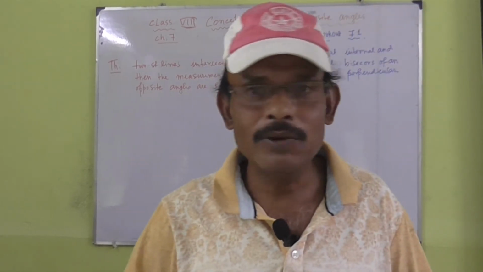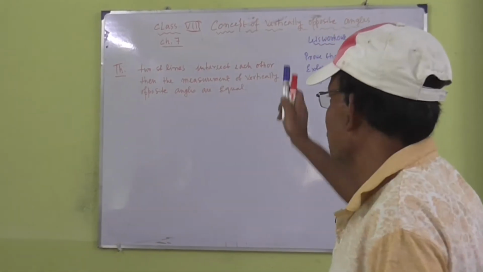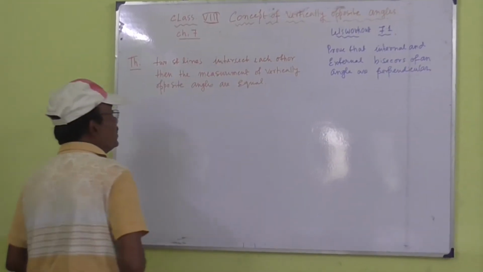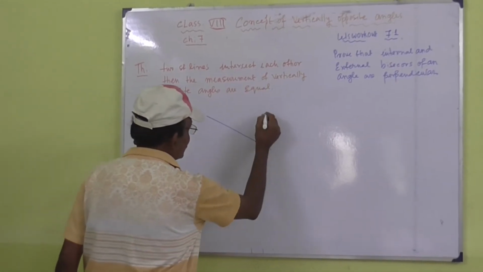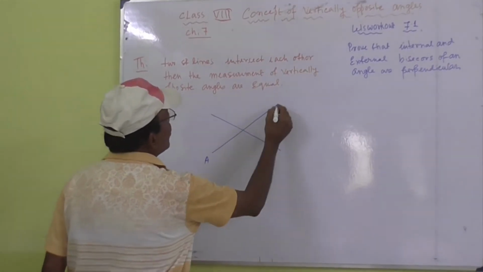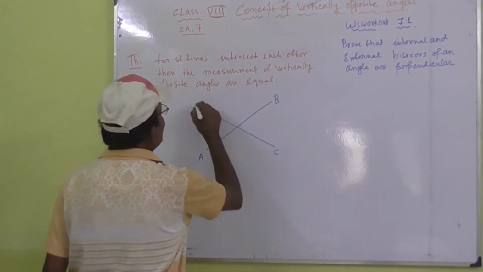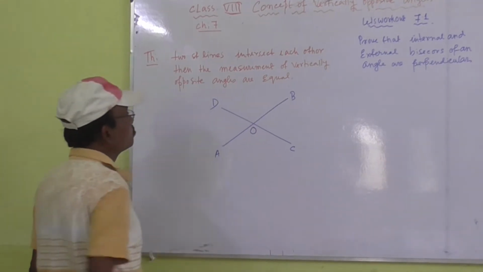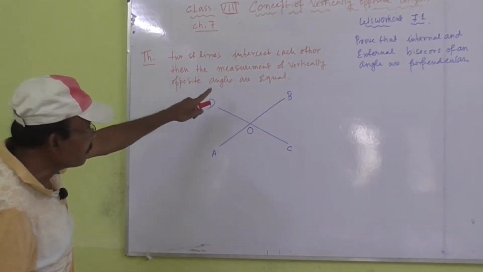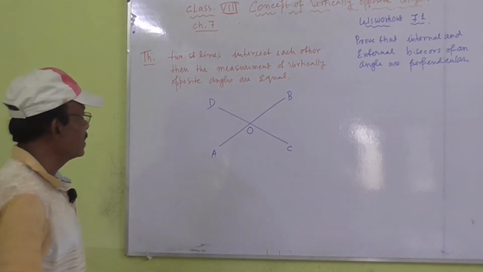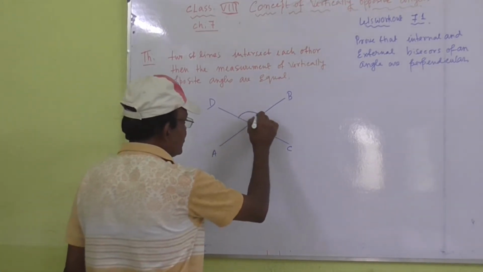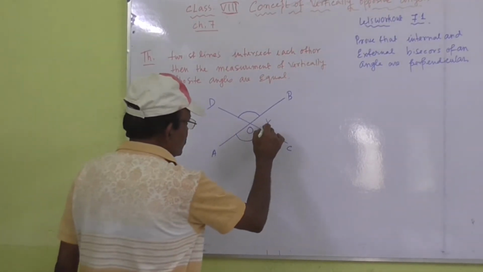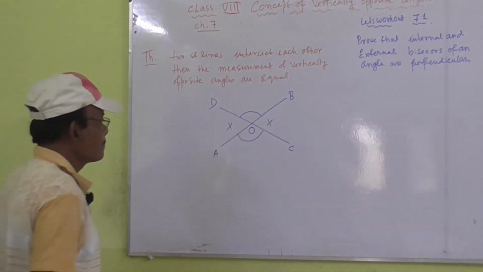Class 8. Now I will discuss the theorem. The theorem is this: two straight lines intersect each other. That means AB and CD intersect at point O. Then we have to prove that the measurements of the vertically opposite angles are equal. That means this angle and this angle are equal, and also this angle and this angle are equal.